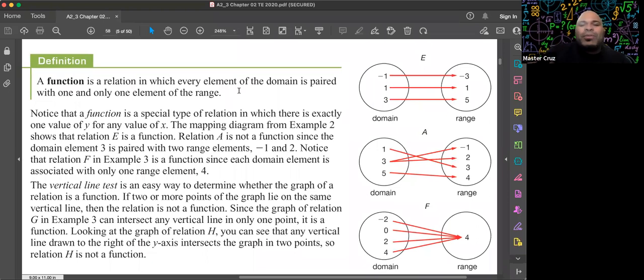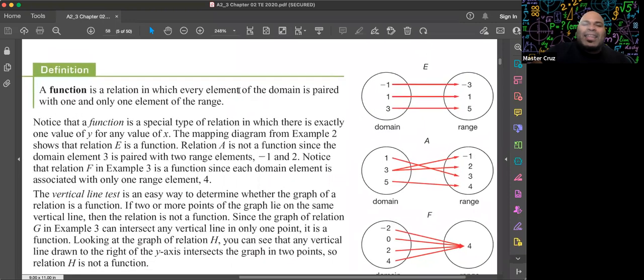But to know exactly how to determine if a relation is a function or not, that will be the next video. I hope that this really helped with relations, and then check out the next video.